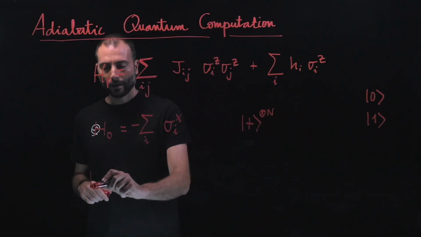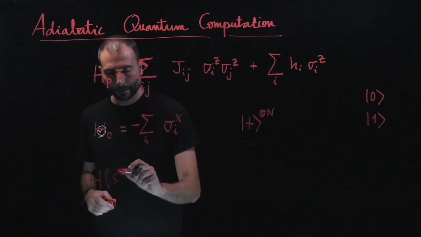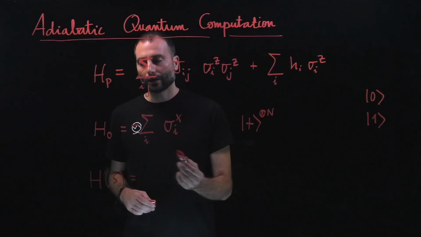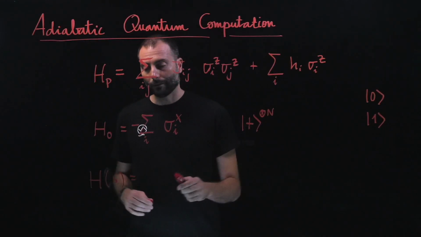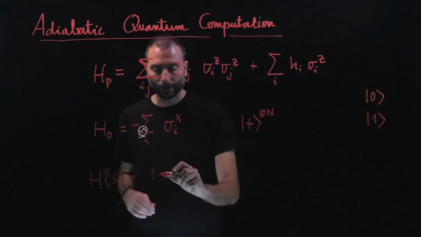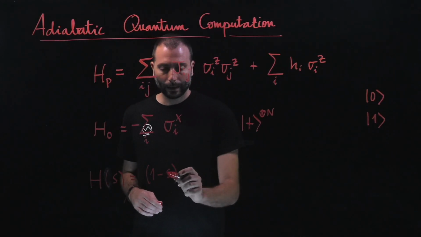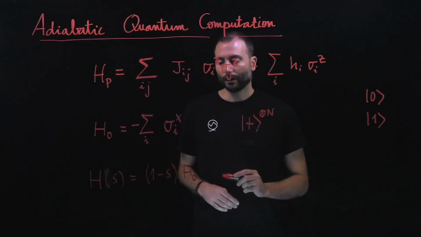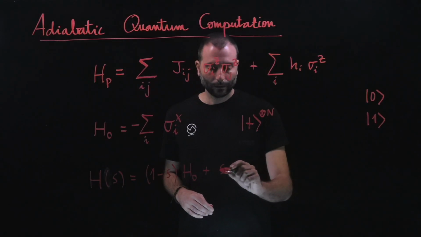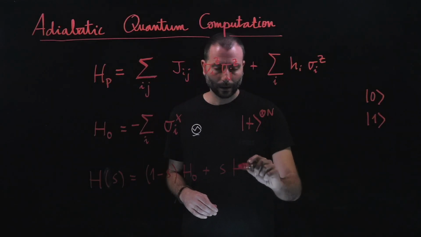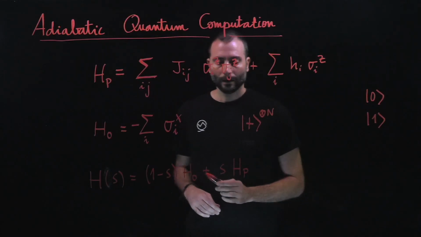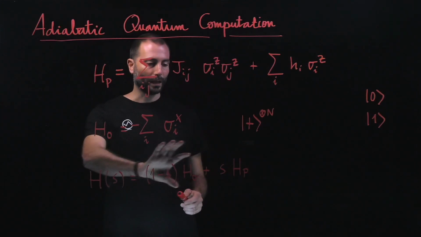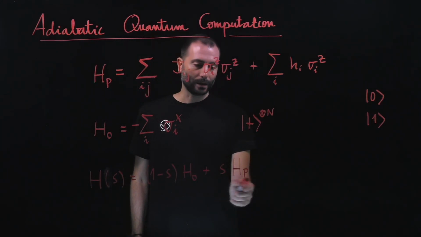So we will have some scaling parameter S, and let's consider a linear interpolation. This could be different, but let's consider the case that we have a linear interpolation, such that when S is equal to 0, we have the initial Hamiltonian, but gradually we will change S, and when S is equal to 1, the initial Hamiltonian has vanished, and the full Hamiltonian is just HP.